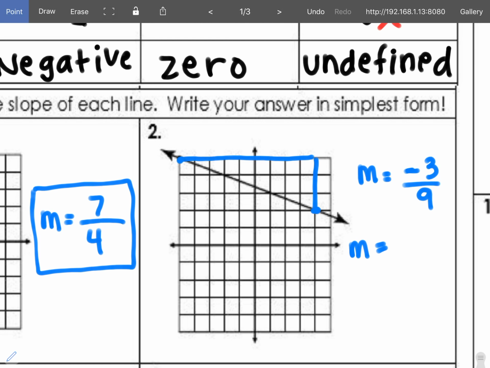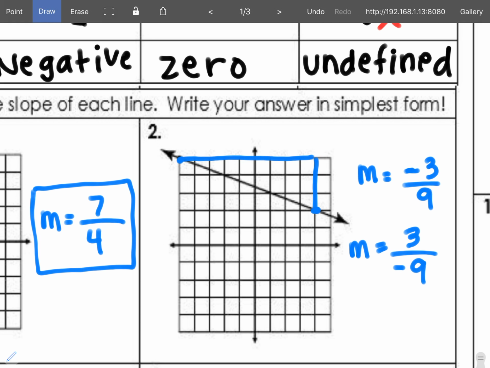How many am I going up here? 1, 2, 3. This time I'm going up 3. So that's a positive 3 over. Now which way am I going? 1, 2, 3, 4, 5, 6, 7, 8, 9. But I'm going left 9 this time. So this time it's going to be over negative 9.